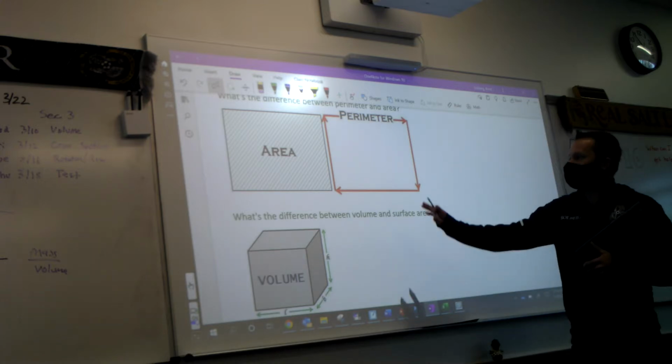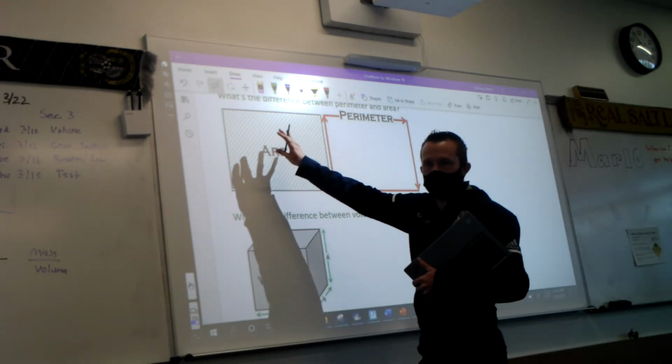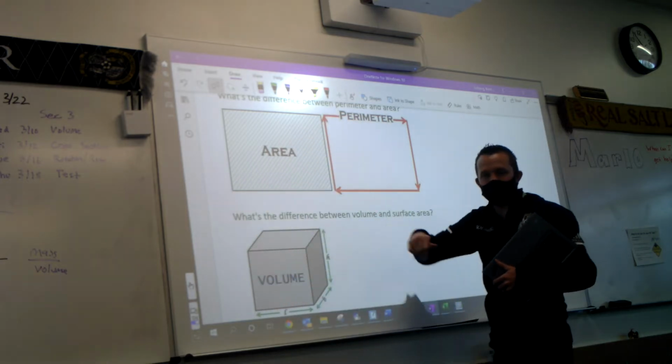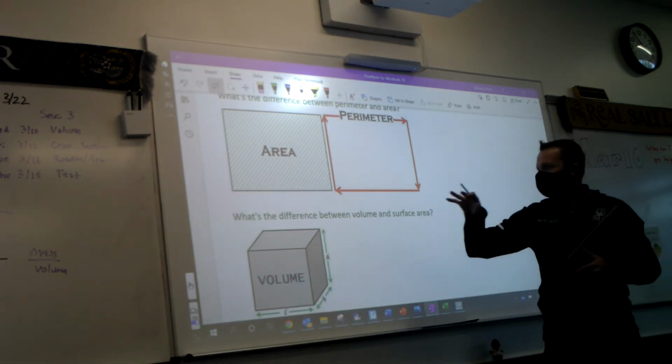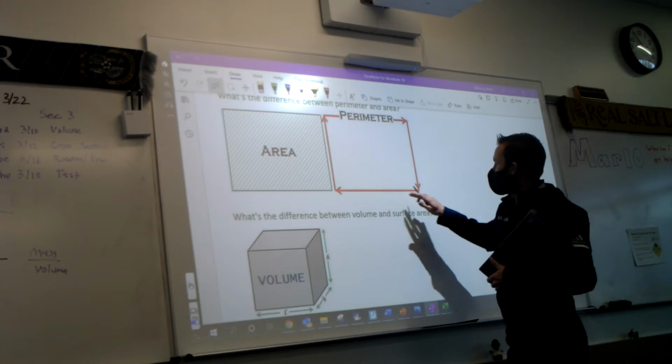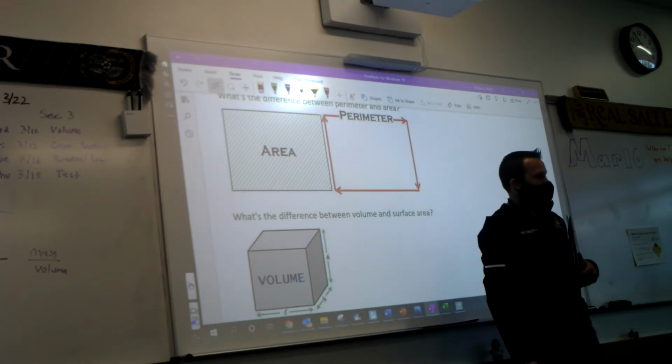There you go. So if I have this plot of land, the area is going to be how much grass I would need if I was laying sod. And the perimeter would be how much fencing I would need to close it off, okay?